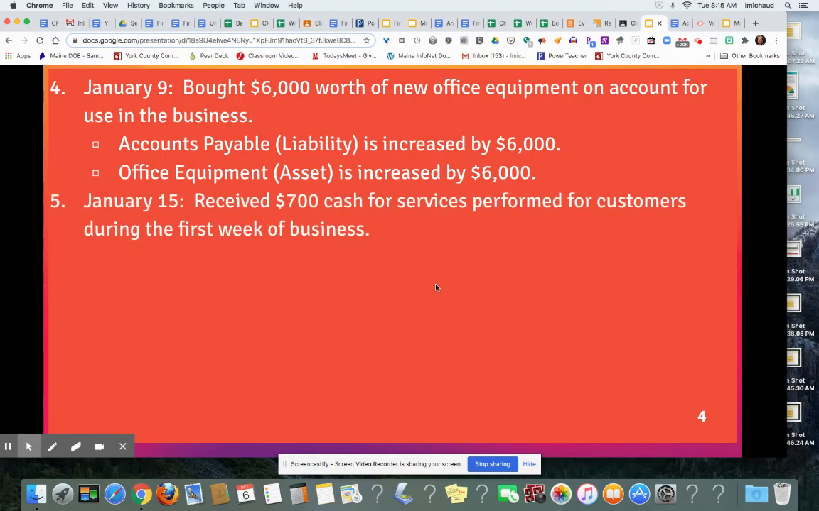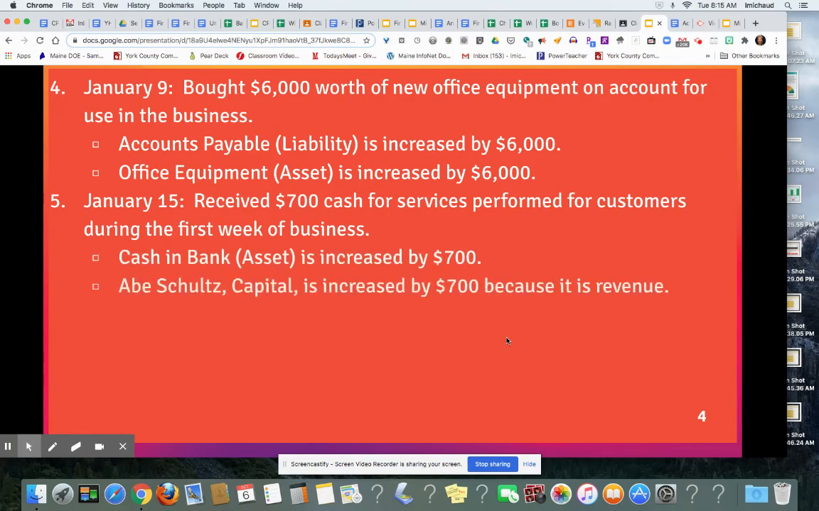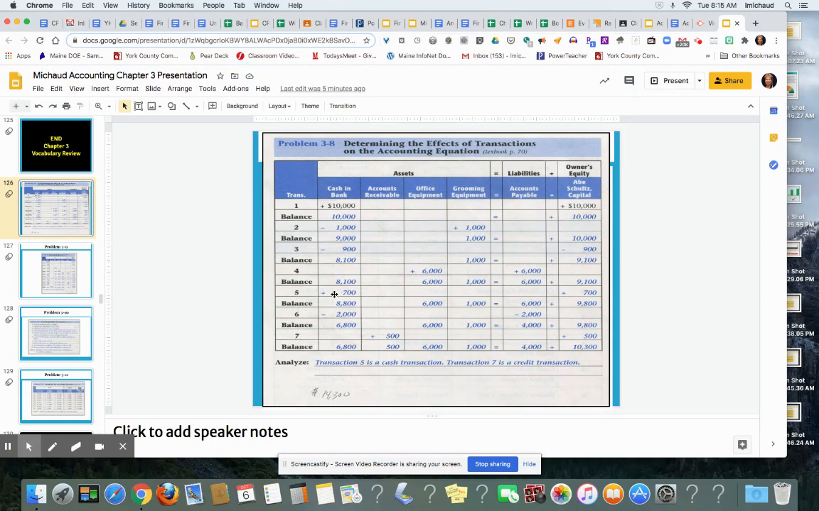Transaction 5, received $700 cash for services performed for customers during the first week of the business. So we have more cash in bank, and if we perform services, that is your capital account because that's revenue. So cash in bank is increased by $700, and Abe Schultz Capital is also increased by $700. So we go back to our table. Increase cash in bank by $700, so $8,100 plus $700 is $8,800. Then we come over here in the owner's equity. We had a balance of $9,100 plus $700 is $9,800. Bring these other balances down.